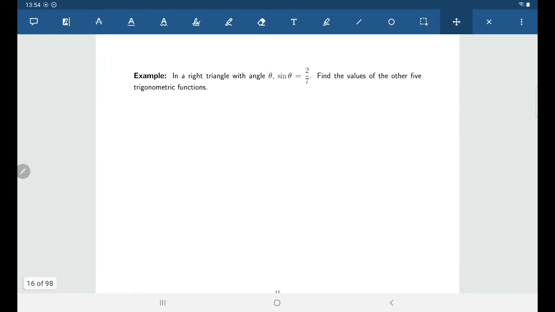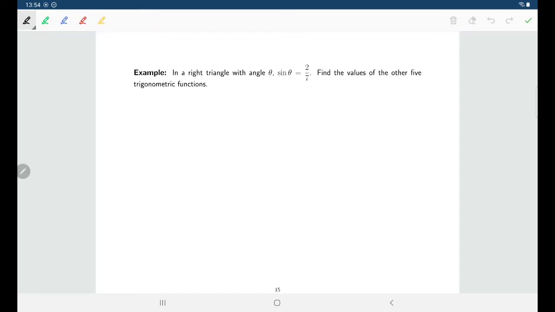All right, so here we've got ourselves a word problem. In a right triangle with angle theta, we know that sine of theta is 2/7. We don't have any sort of a diagram happening here, so this might be a good idea. We might want to draw ourselves a right triangle. And I'll put my angle theta somewhere. There we go. I've chosen that angle, that corner to be angle theta.